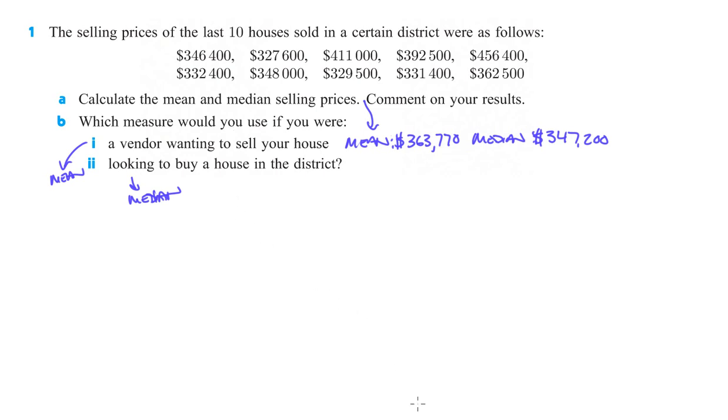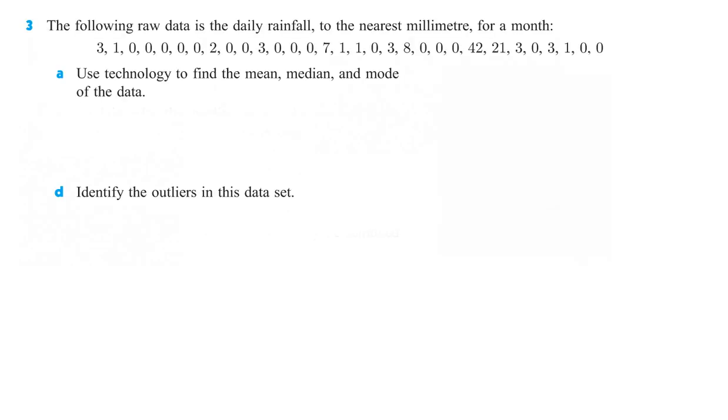Okay. Now let's take a look at 3. The following raw data is the daily rainfall to the nearest millimeter for a month. Use technology to find the mean, median, and mode of the data. And then we're going to identify outliers in this data set. Okay, so now there's a whole bunch of data in here with zeros in it.